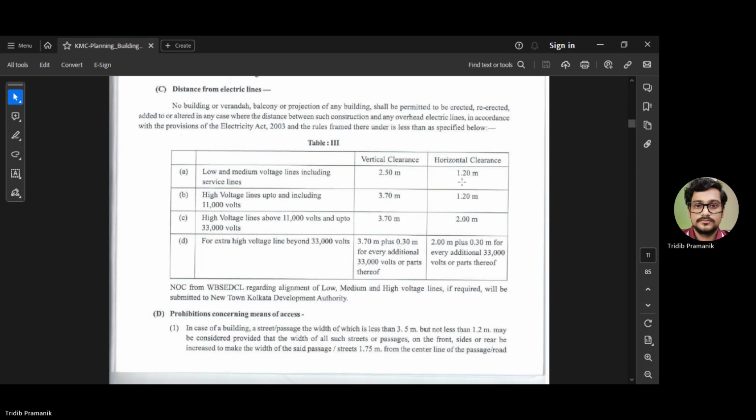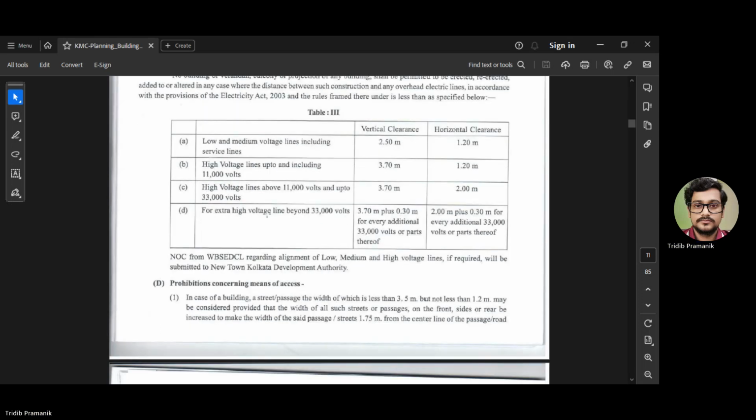should be at least 1.2 meter. In the same way, if there is any high voltage line up to 11,000 volt, the vertical distance should be at least 3.7 meter and the horizontal distance 1.2 meter. For high voltage lines from 11,000 volt up to 33,000 volt, the vertical distance should similarly be at least 3.7 meter, and the horizontal distance at least 2 meter.